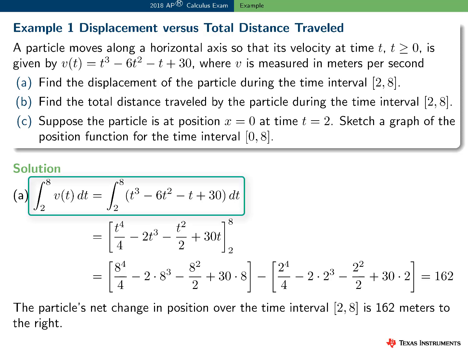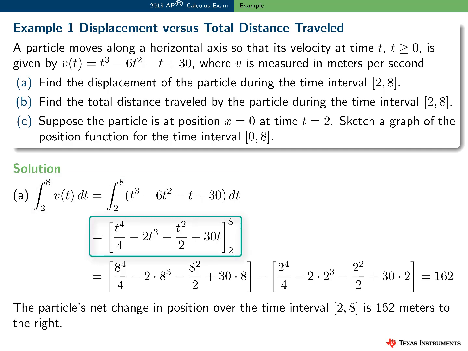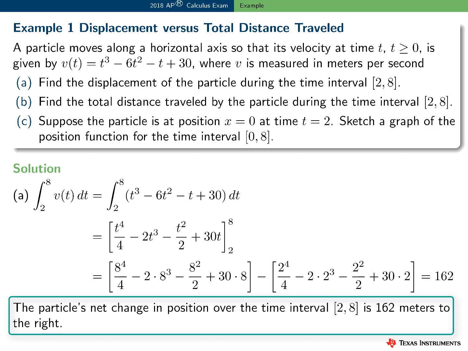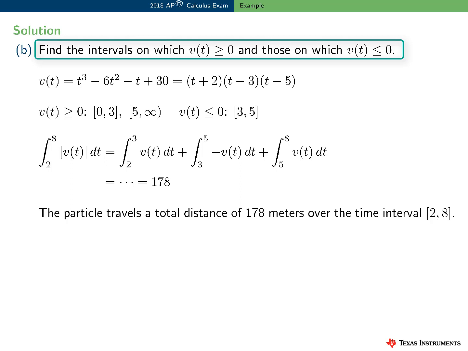To find the displacement, we need to evaluate the definite integral of v of t from 2 to 8. And in this case, I can find a symbolic antiderivative. I'll evaluate at the upper bound, evaluate at the lower bound, and subtract. So the particle's net change in position over the time interval 2 to 8 is 162 meters to the right. In order to find the total distance traveled, we need to integrate the absolute value of v of t. Therefore, we need to find the intervals on which v of t is greater than or equal to 0 and those on which v of t is less than or equal to 0.